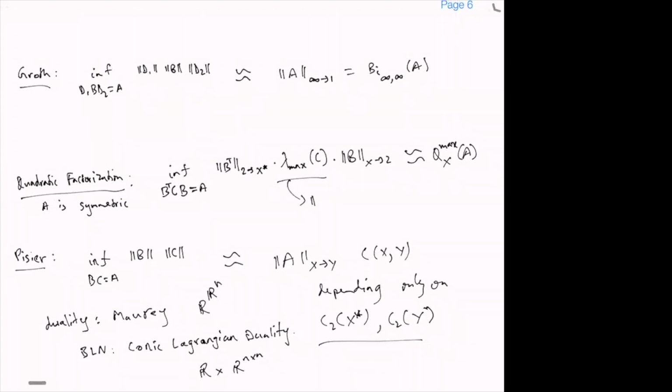Just recall that the maximum singular value is alternatively depicted by the 2 to 2 norm of the matrix C. Okay, so the 2 to 2 norm, which was the maximum singular value, got replaced by the maximum eigenvalue here in order to obtain a factorization theorem for quadratic maximization.